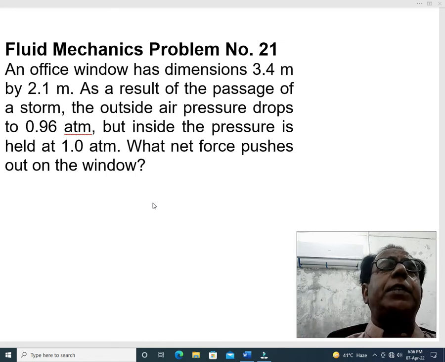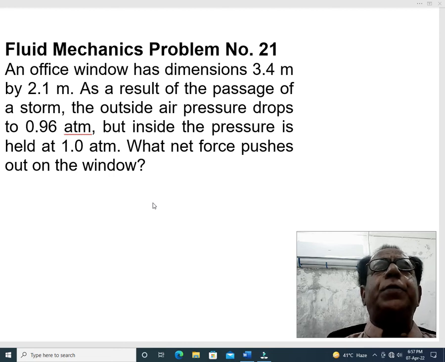An office window has dimensions 3.4 meter by 2.1 meter. So here, while determining the area, we will assume one of these two parameters as length and the other as height. An office window has dimensions 3.4 meter by 2.1 meter.